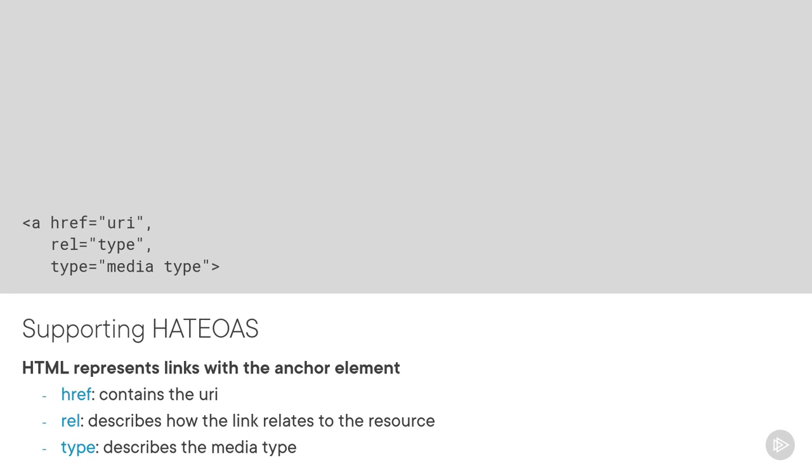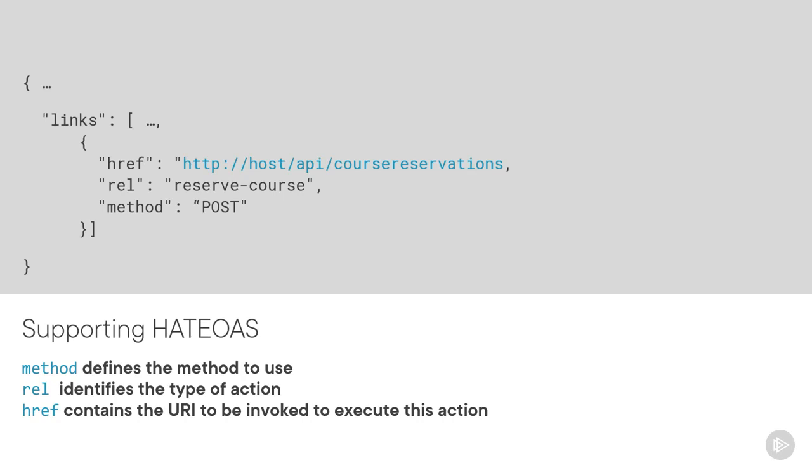For supporting HATEOAS, this format is often expanded upon. Let's have a look at one of the links from our previous example again. They all follow the same principles. The method property defines the method to use. REL defines the type of action. This is what clients look for in the links list. And href contains the URI to be invoked to execute this action.